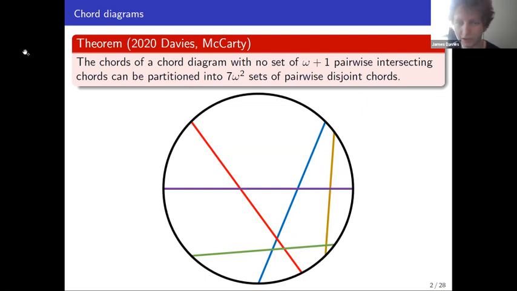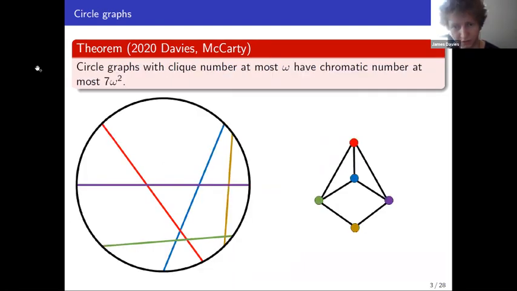You can rephrase this another way as a graph colouring result. Given a chord diagram, you can define a circle graph. Circle graphs are intersection graphs of chord diagrams, where vertices correspond to chords and two vertices are adjacent whenever their corresponding chords intersect. So, for example, in this circle graph, our vertices are the same colour as their corresponding chords.